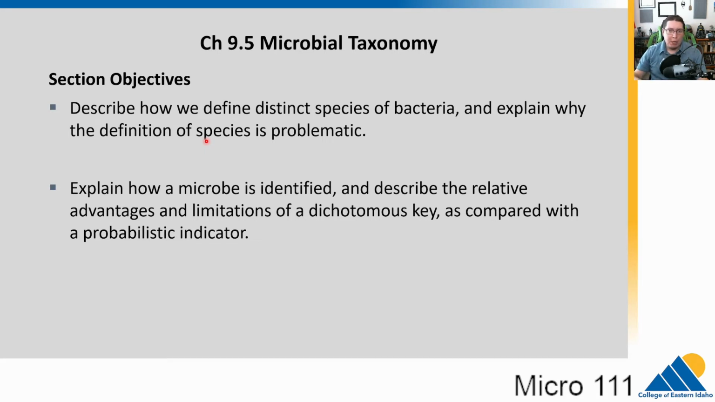Again, in my Micro 250 class, we talk a lot about this. This is a very philosophical question. We're going to explain how microbes are identified and talk about some of the advantages and limitations of a process called a dichotomous key, compared with what we call a probabilistic indicator, both identification methods.